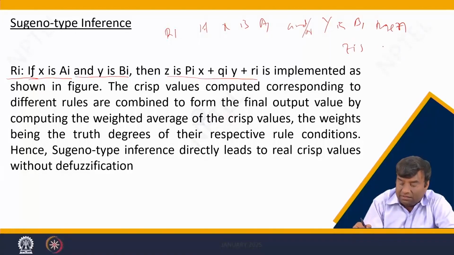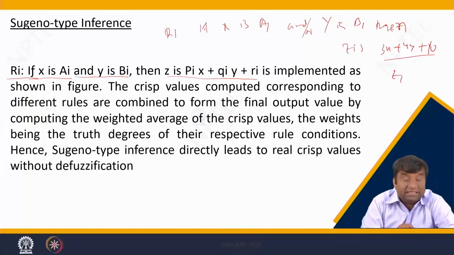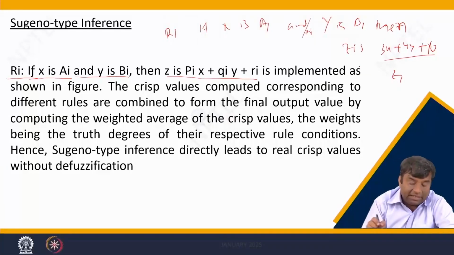That is something like 3x plus 4y plus 10 for R1, and likewise for R2. So here we get the output Z1, and we also get a value called weight. So if X is Ai and Y is Bi, then Z is some formula like pi x plus qi y plus ri, where these are all crisp numbers, as shown in a figure later on. The crisp values computed for the different rules are combined to form the final output value by computing the weighted average of the crisp values.